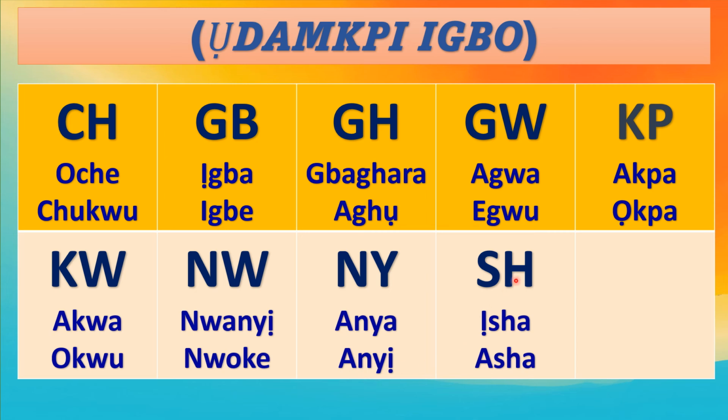We also have sh. Example, isi, isha means crayfish. And there's also asha. Asha is a kind of bird, I think a parrot. So sh, isha, and asha.